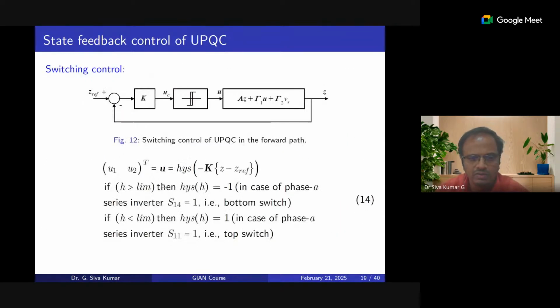Based on the error, it applies the top switch or the bottom switch of the series as well as the shunt. U1 is used for the series active power filter, and U2 is used for the shunt active power filter. It is based on the hysteresis current control loop only. Whatever we have looked into is the same thing, taken into consideration in the state feedback control of UPQC.